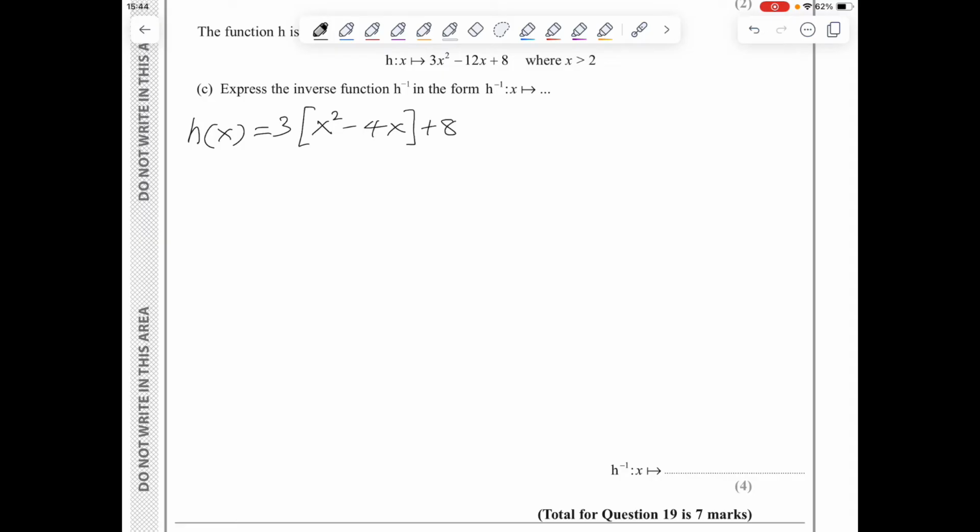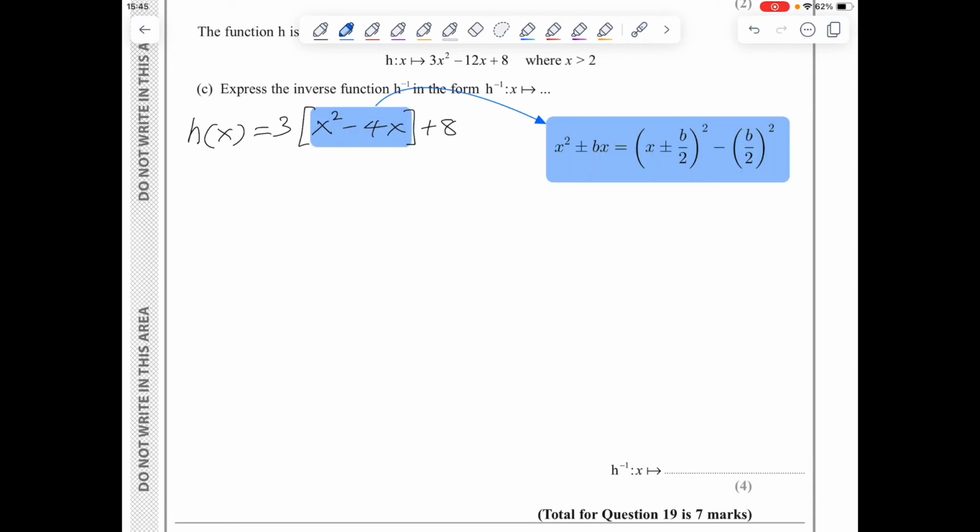Now I'm going to focus on what is inside the square bracket. So let's complete the square of that expression. That's the formula for completing the square. So if I use that with the given numbers, I get x minus 2 squared minus 2 squared. When you simplify that, you get x minus 2 squared minus 4. So let's go back to the function h. So I have 3 square brackets, x minus 2 squared minus 4, close the square bracket, plus 8.